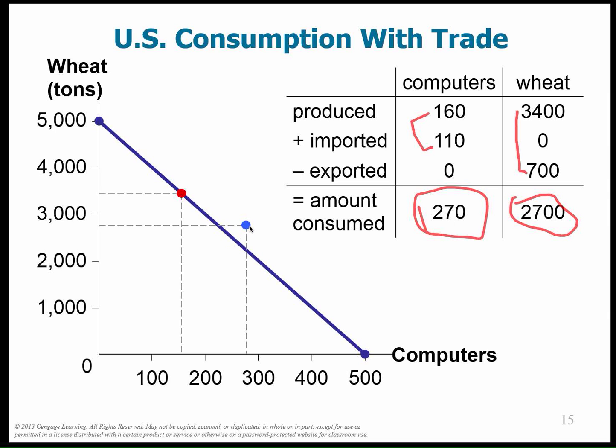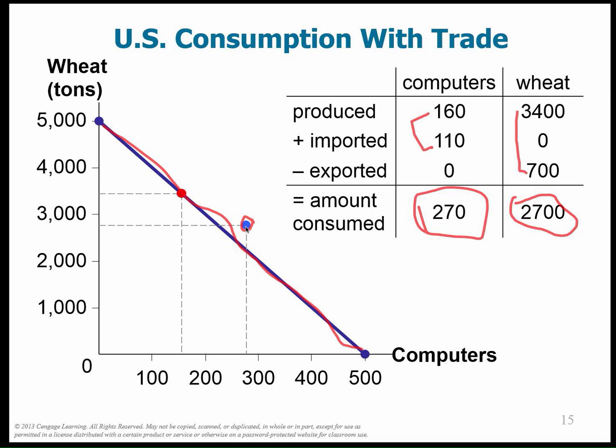So if we graph that, we come to this point. Here's the point right here that you should have. I want you to notice something very, very interesting. This point is outside the old PPF. Remember, like we talked about last chapter, this is the attainable points.